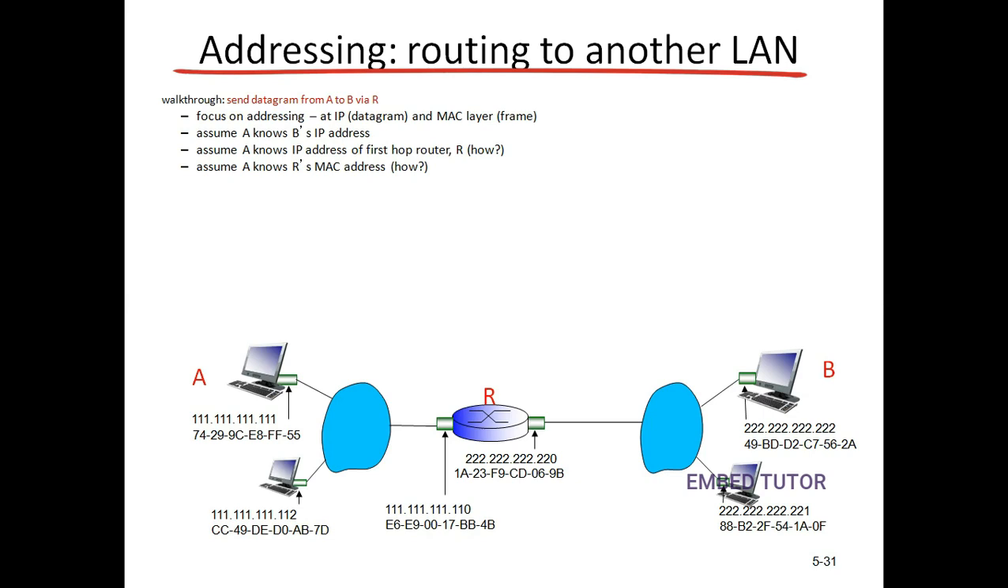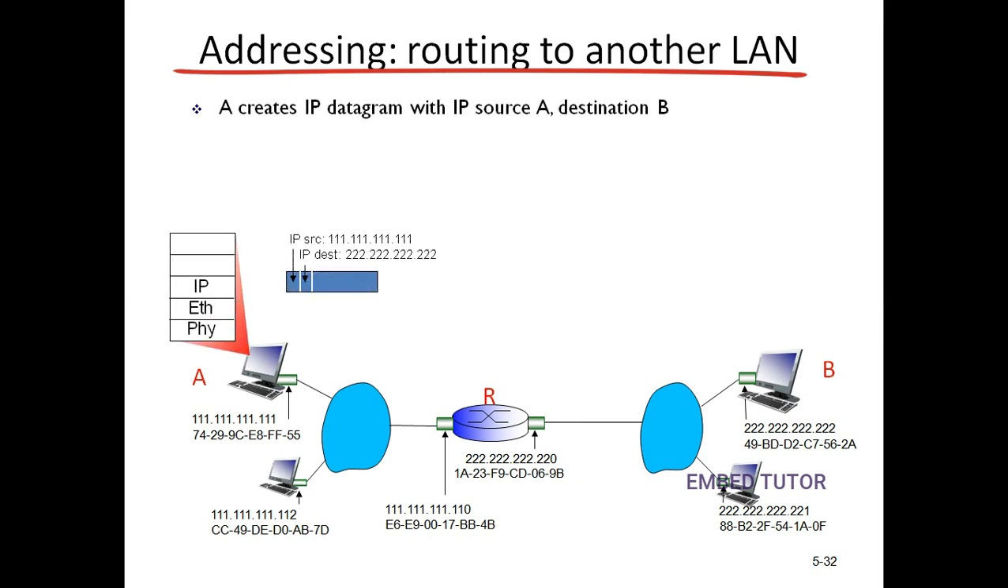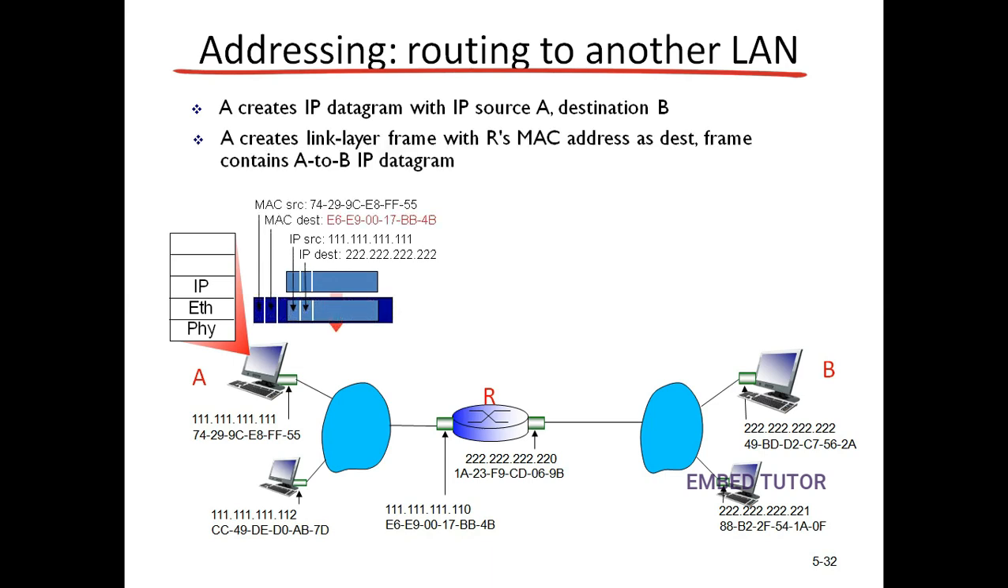The MAC address is used to route the frame from one interface to another interface in the same local area network. In this case, node A has to push the data to the network to reach the destination B through the router R. Therefore, it has to form a frame. The frame will be formed with a source MAC address of its own MAC address, that is the MAC address of A, which is nothing but 74.29.9C, E8, FF and 55.